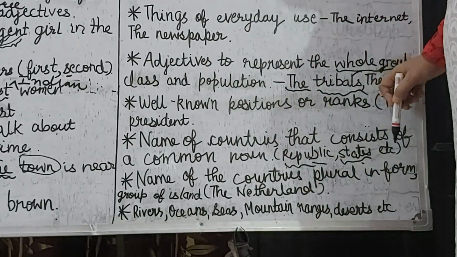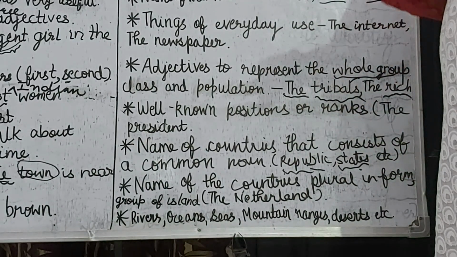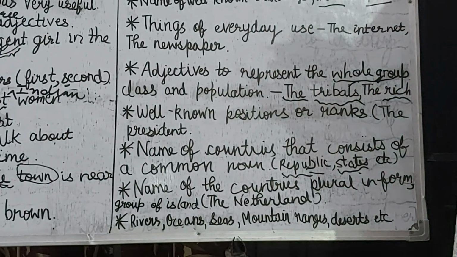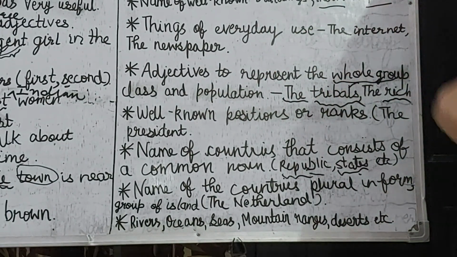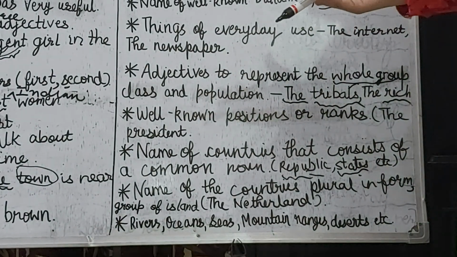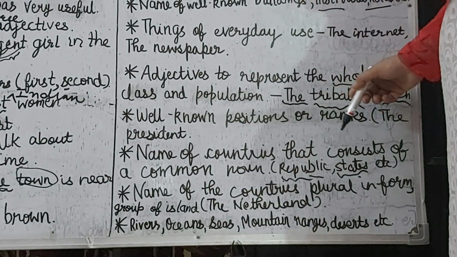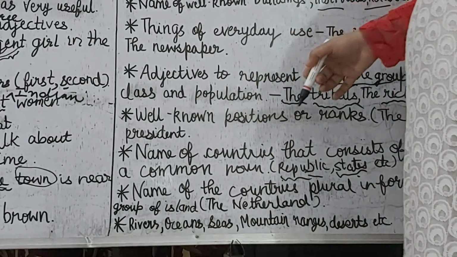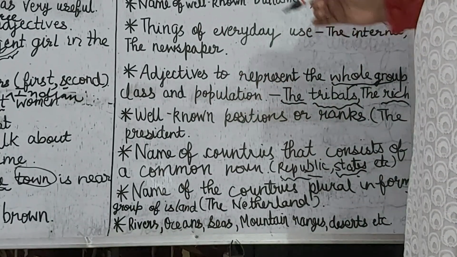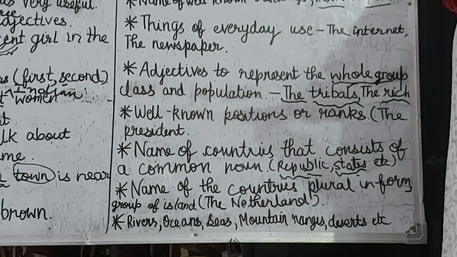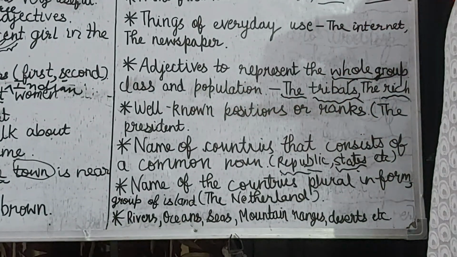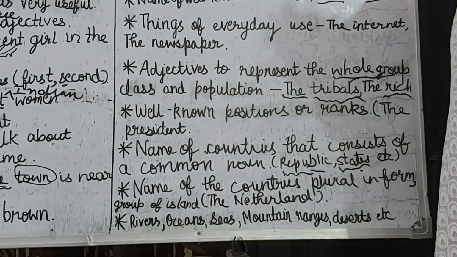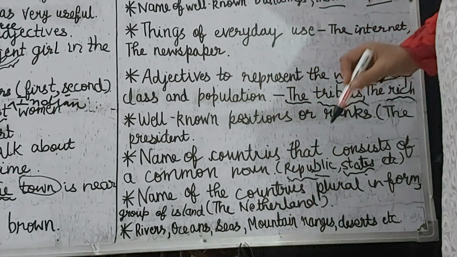Name of the countries, plural in form. We don't use the article with the name of countries that are singular in form, but with name of the countries that are plural in form, or a group of islands, like the Netherlands, and a group of islands like the Maldives. So we use the article when we are writing about the name of the countries that are plural in form, and when we are writing about a group of islands, not a single island but a group of islands, then we use the definite article.